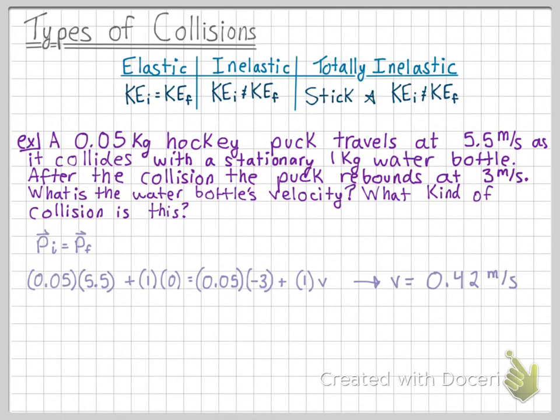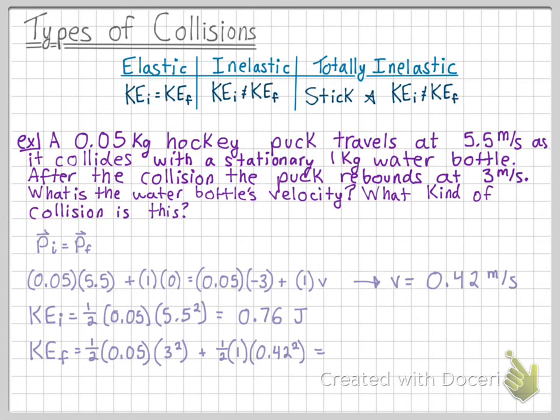Now we can calculate the initial and final kinetic energies of the system to decide what kind of collision this is. Since the puck is the only object that's originally moving, we see that the system has an initial kinetic energy of 0.76 joules. After the collision, we see that there is a total energy of 0.31 joules.